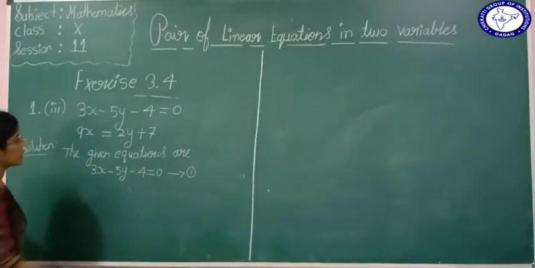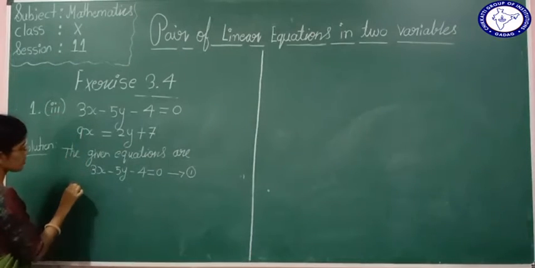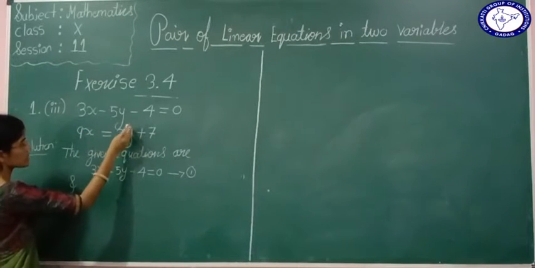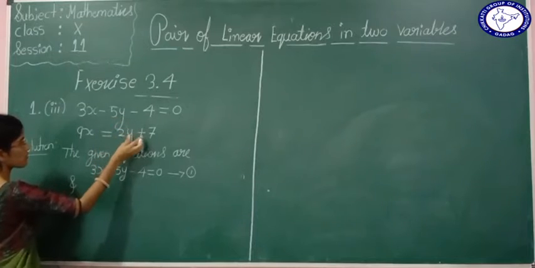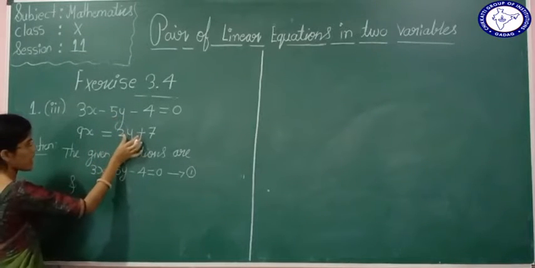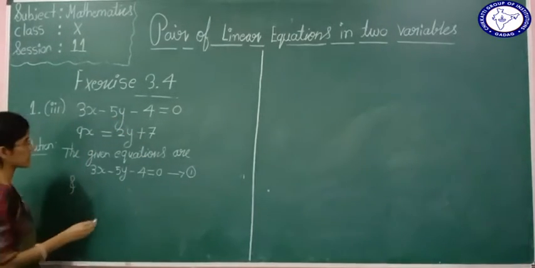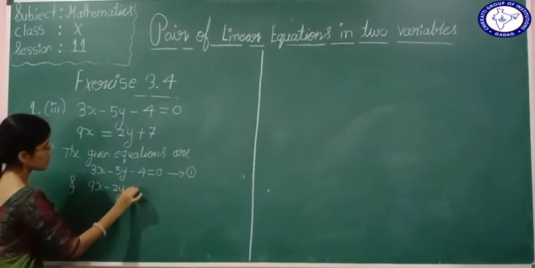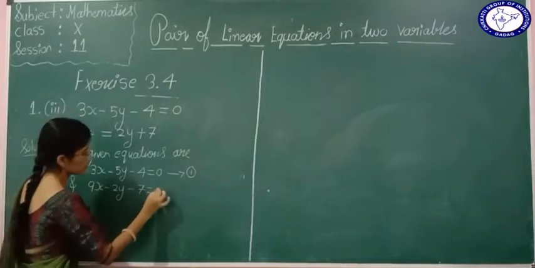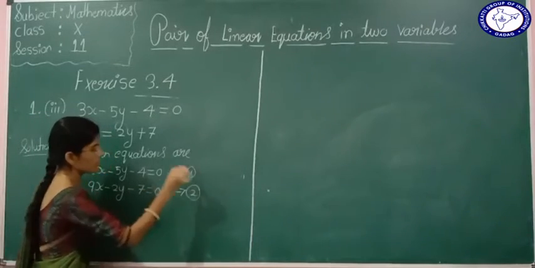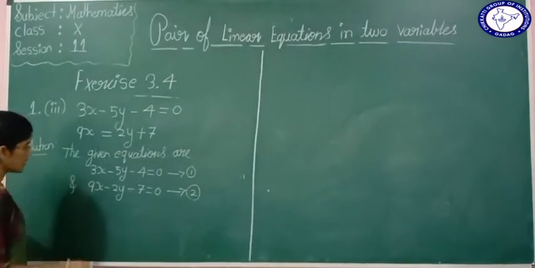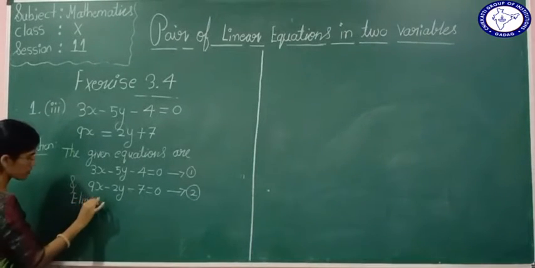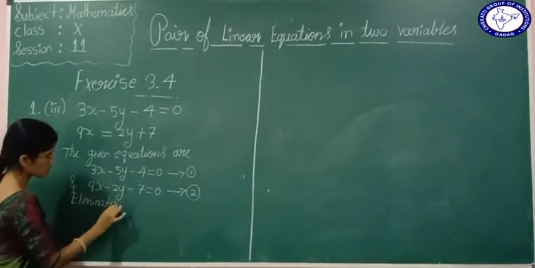Okay. See, what about equation 2? We will just shift whatever is there in the RHS, we will take it to the LHS. That will become 9x minus 2y minus 7 is equal to 0. This is equation number 2. First we will do elimination method, because they told first to do by elimination method.